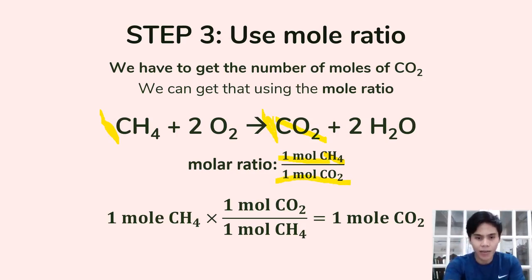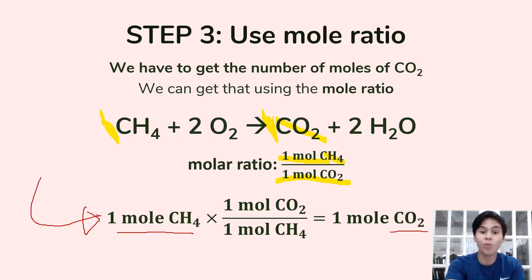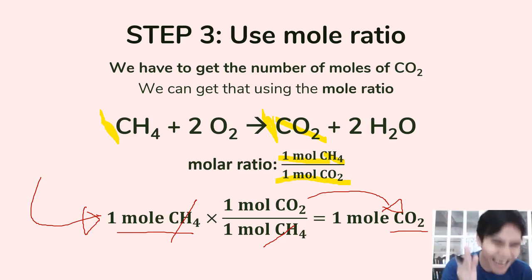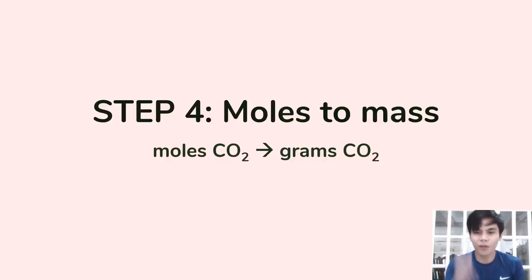Now we get to use our dimensional analysis in order to convert your 1 mole of CH4 into carbon dioxide. But since it's 1:1, again, we just cancel out the units and we're left with the unit that we want, the moles of carbon dioxide. So again, we just have 1 mole of carbon dioxide. But the question, again, what's being asked for is the number of grams of carbon dioxide. We're not done yet. We need to convert from moles to mass.